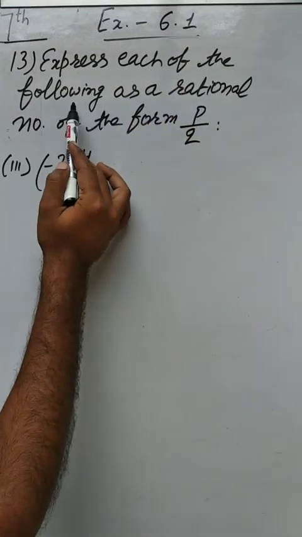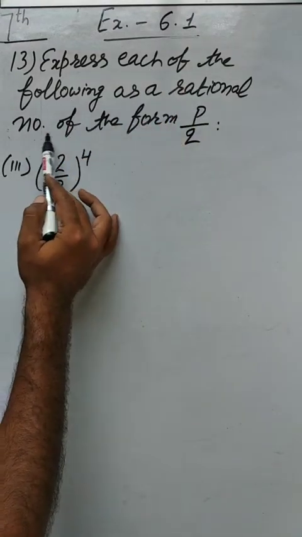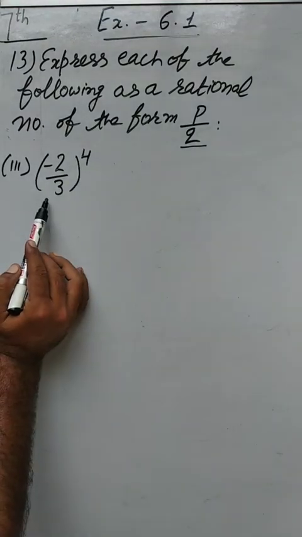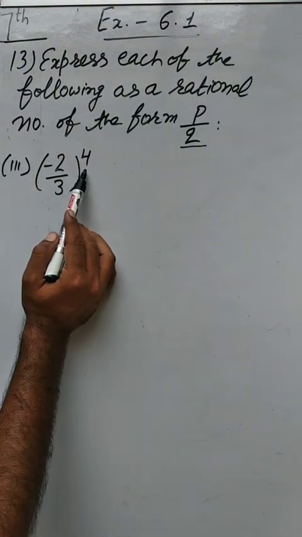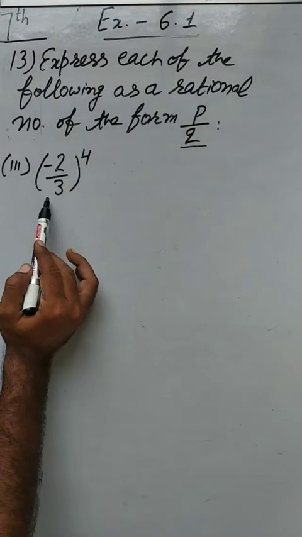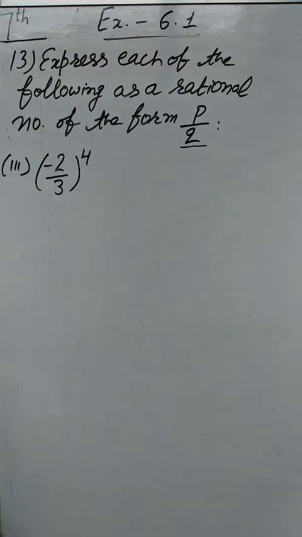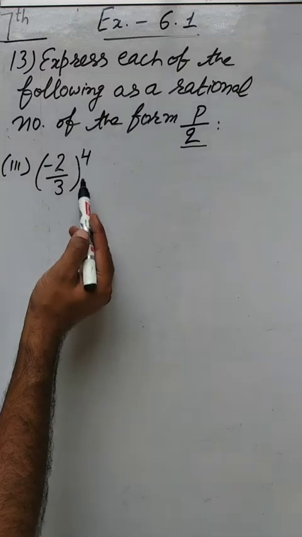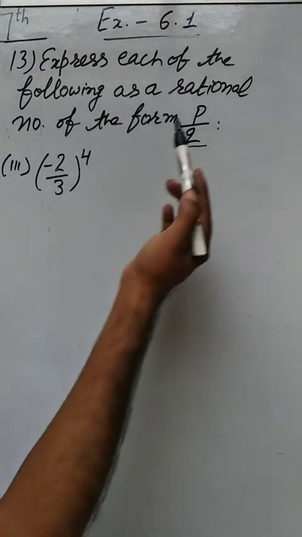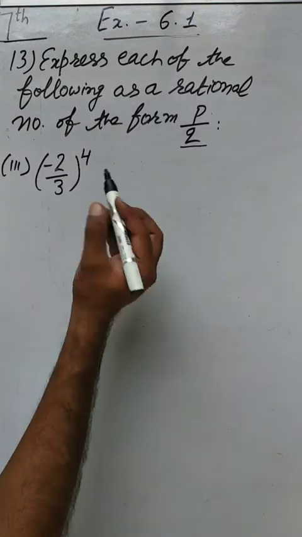Express each of the following as a rational number of the form P upon Q. Meaning you have to give a number in the form of exponent, and write it in the form of a rational number P upon Q. Meaning you have to open the exponent, beta. We have done this yesterday in questions 1 to 10. So we have to open it, and if any term is common we can cancel, and the final answer will be in the form of P upon Q.